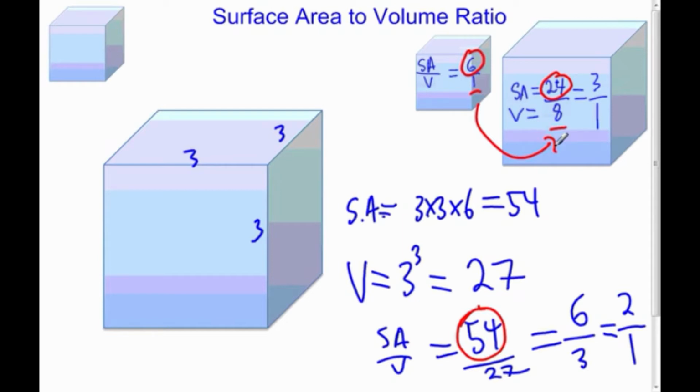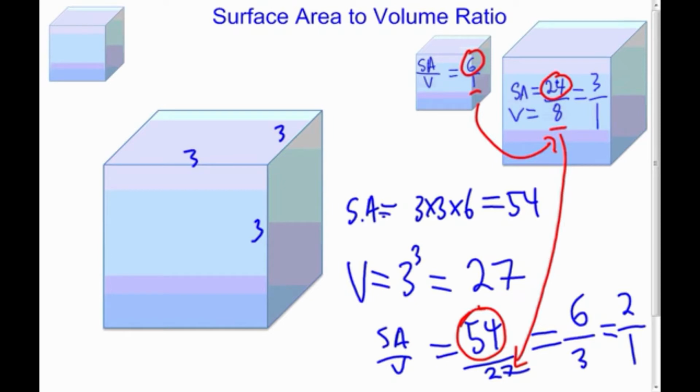And when we jumped again, 24 to 54, that's just a little over doubled. But look, we had trebled, more than trebled, from 8 to 27. And so our volume will always increase faster than our surface area will increase.